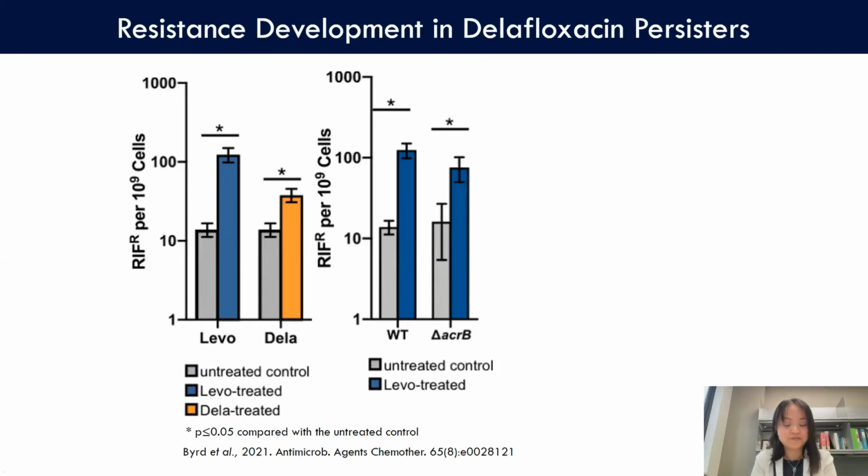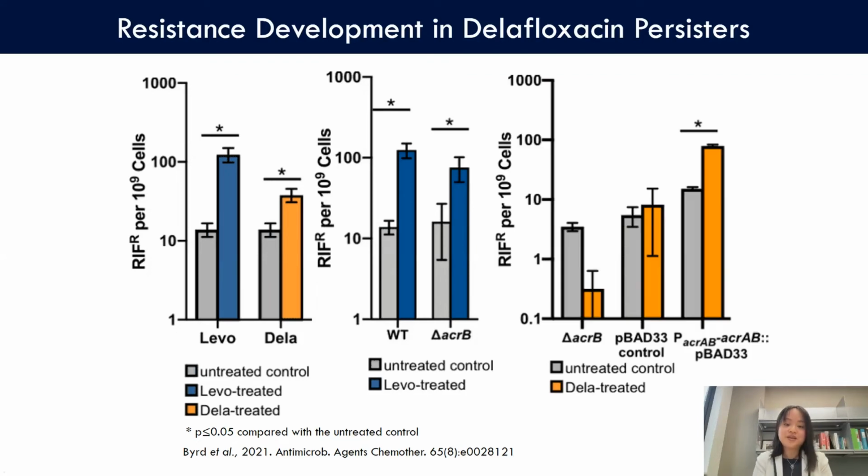levo persister progeny. But we had seen that for cells that were treated with Delafloxacin, loss of efflux pump action, either by deleting acrB or tolC or exposing the cells to PAβN during Delafloxacin treatment, resulted in a reduction in resistance development in the Dela persister progeny. And it wasn't until we had complemented acrB back into the deletion mutant that we saw an increase in the number of resistant mutants, similar to what we had seen in the wild-type population.